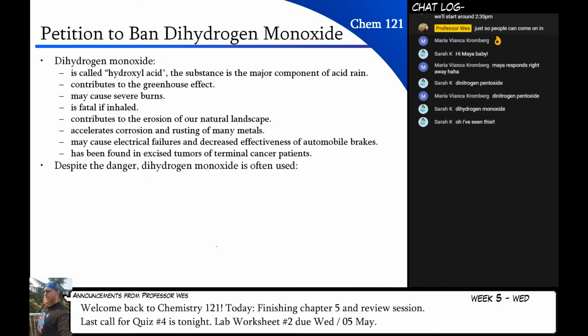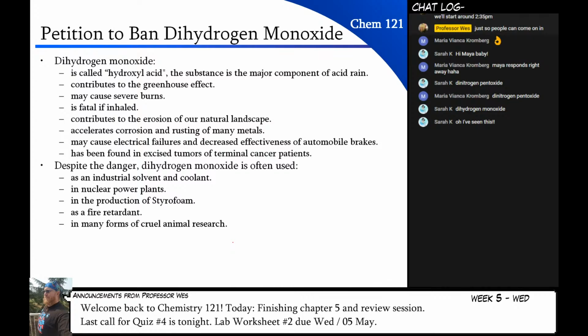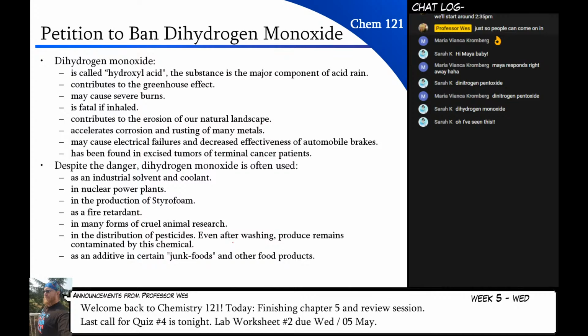And yet, despite all of this, dihydrogen monoxide is everywhere. It's used in industry as a coolant. It's used as solvent. It's used in nuclear power. We use it to make styrofoam. We use it as a fire retardant. We use it in animal research. It's so cruel. It's used in pesticide. Even if you wash your produce, it's still contaminated by dihydrogen monoxide. It's in junk food. It's everywhere. And yet at the end of the day, what is it? It's fucking water.